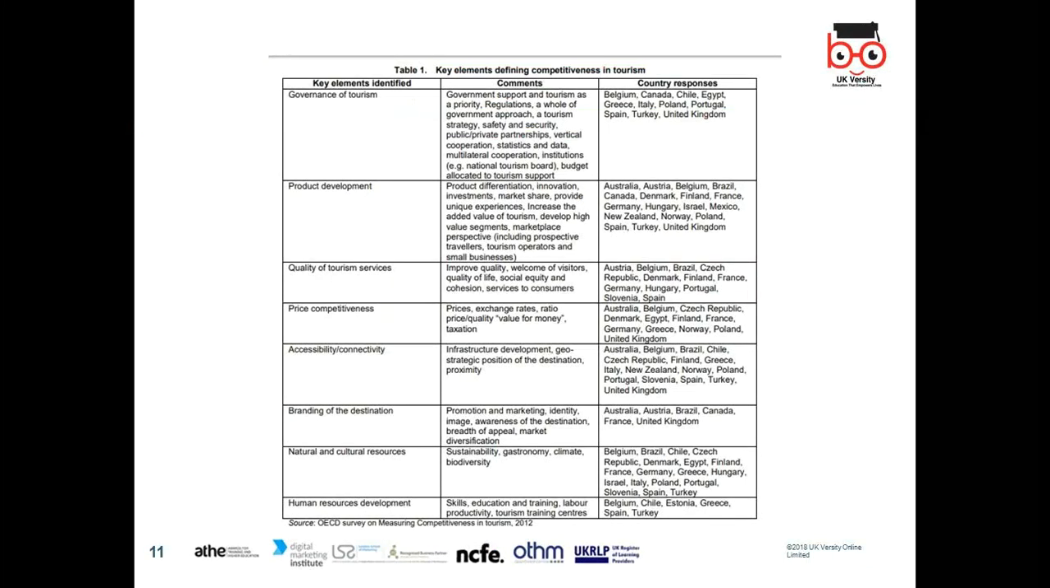Okay, next we have a comparison of key elements defining competitiveness. So, governance of tourism. How you govern it is really important. Linked with police, fire, emergency, hospitals and things. Countries' response. Product development, product differentiation, innovations. In different countries, Chinese food, Thai food, different foods, under one roof.